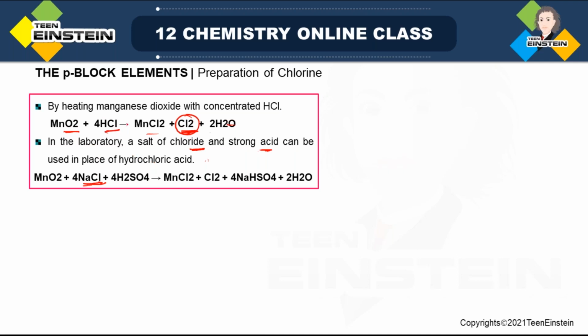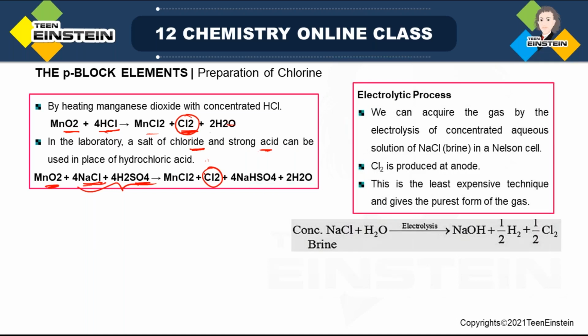And instead of HCl, there is also a strong acid, which is H2SO4, and MnO2. So MnO2 is still there, but instead of HCl, now it is NaCl and H2SO4. So here also we are getting chlorine. So these two are the methods for generation of chlorine. Now there is a third method, which is the electrolytic process.